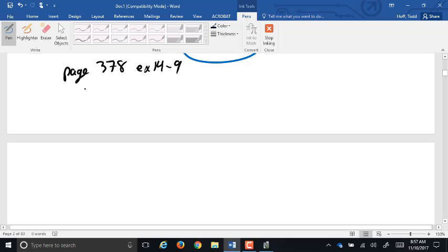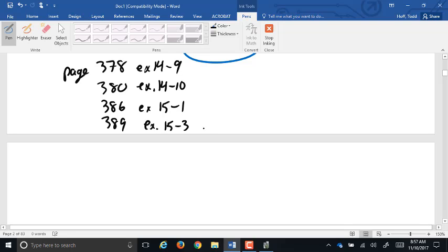So on page 278, it's exercise 14.9. 380, it's exercise 14.10. 386, it's exercise 15.1. And 389 through 390, it's exercise 15.3. And we'll call that good enough for the week after you work on those.